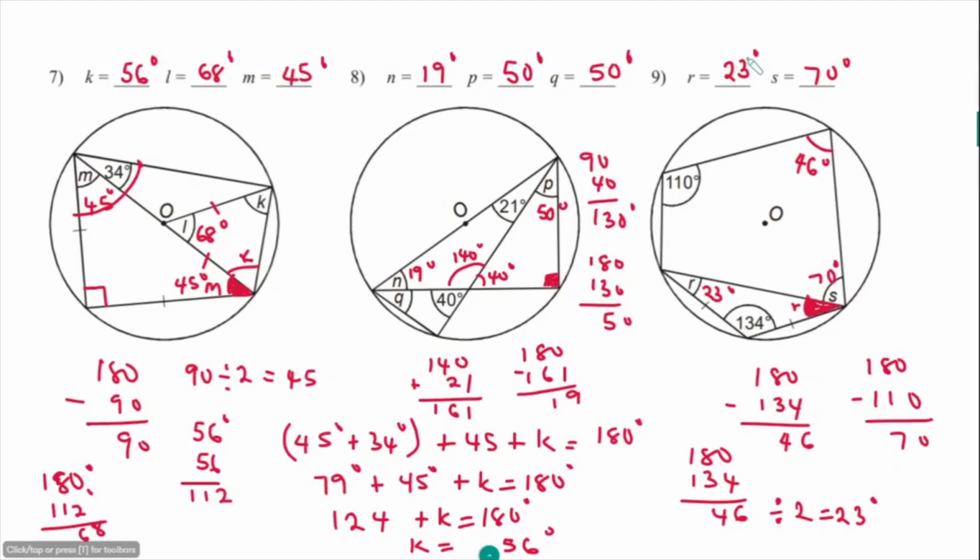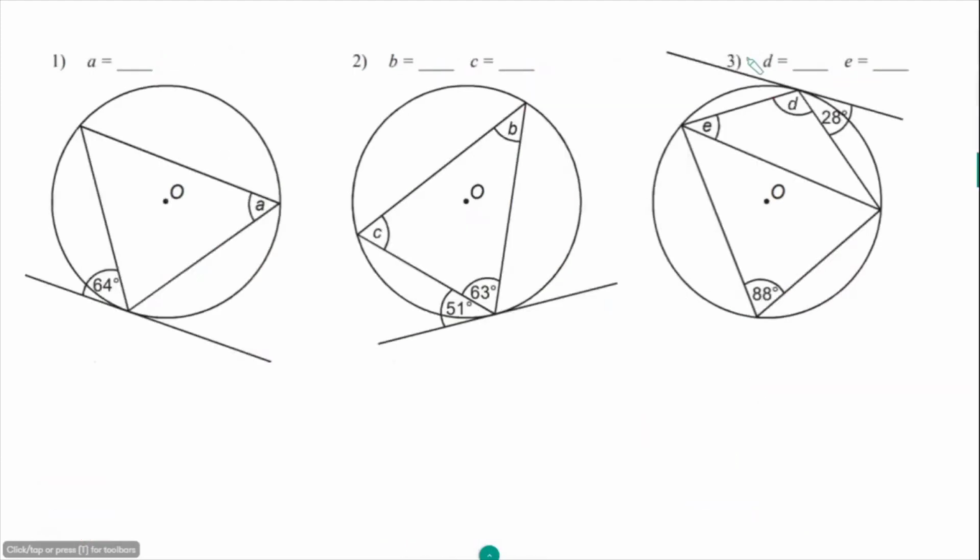Okay, so let's move on to the next question. All right, so we need to work out the angle A. Now this is alternate segment. They're always equal. So if here is 64, here has to also be 64 degrees. Very easy. Okay, alternate segments are equal. And the same for here. If here is 51, angle B has to be 51. Alternate segments are equal.